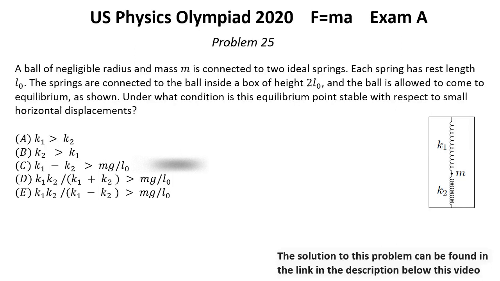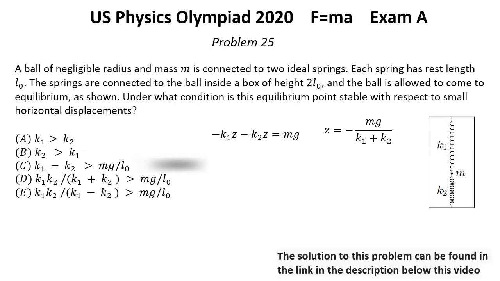Solution for problem number 25. First, let's find the position of equilibrium, which is below the initial position in the middle of the box. We have minus k1z minus k2z equal to mg, where z is the vertical displacement for equilibrium. From here we can find z. That will be negative mg over k1 plus k2.